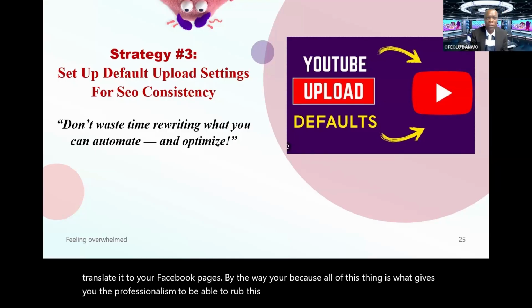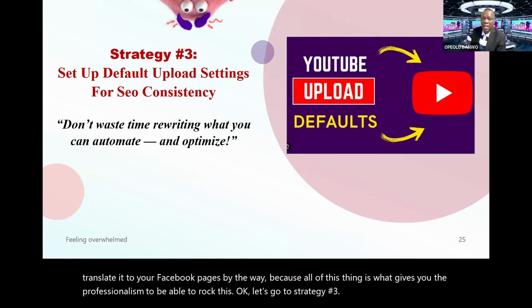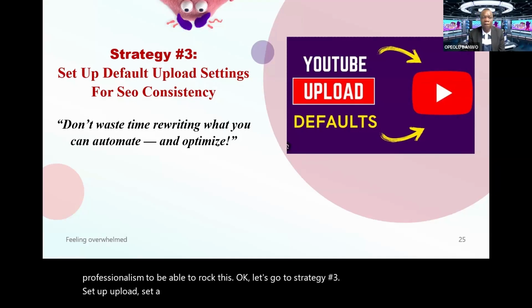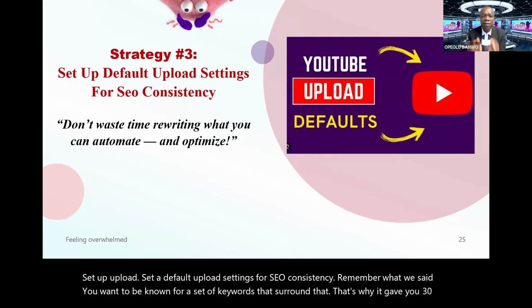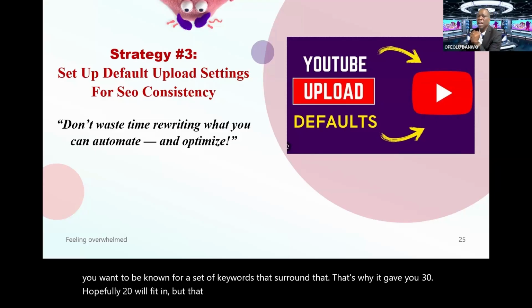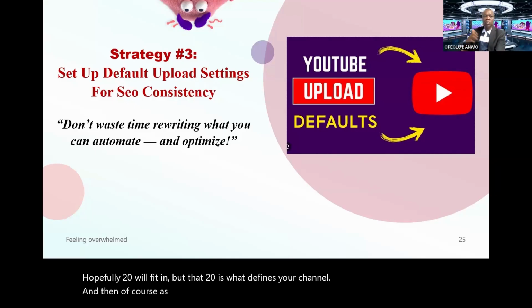Let's go to strategy number 3. Set up default upload settings for SEO consistency. Remember what we said? You want to be known for a set of keywords that surround that. That's why it gave you 30. Hopefully 20 will fit in, but that 20 is what defines your channel. And then, of course, as you put in videos, more keywords will be added. Over time, that is what you'll be known for.